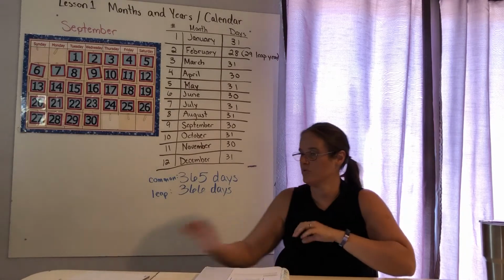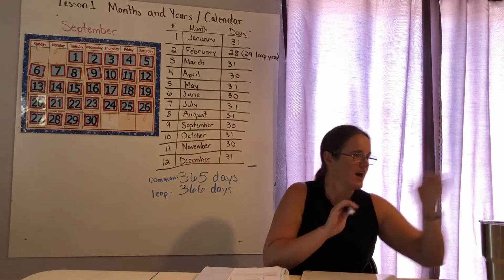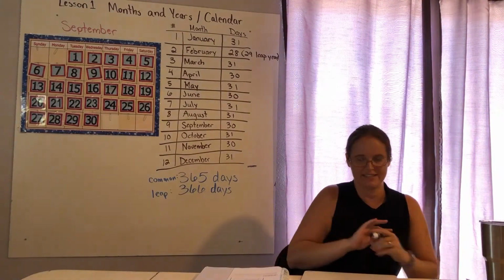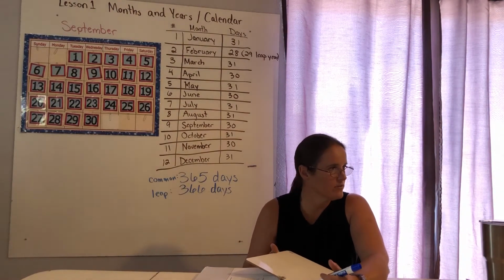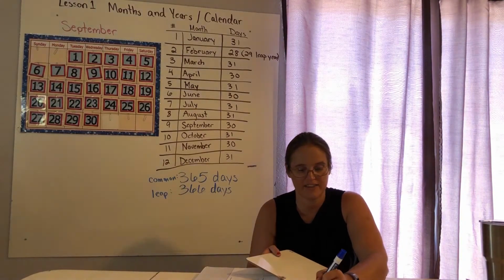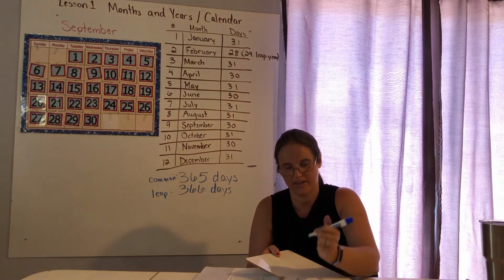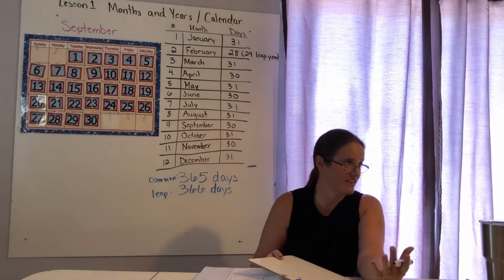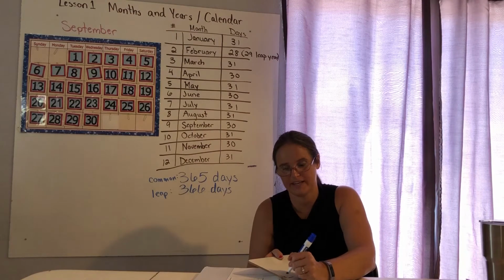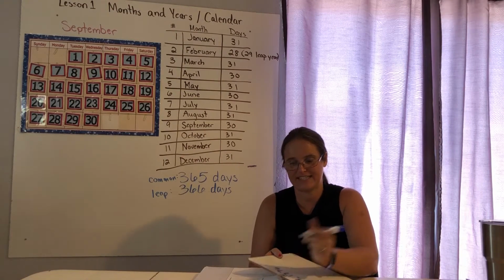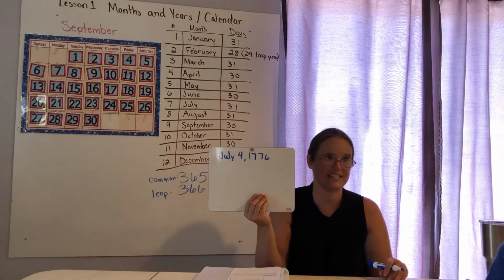So I'm going to show you, and we are going to use a holiday. We're going to use Independence Day as our date. Independence Day, the day that we watch fireworks and have cookouts and all kinds of fun things, is on July 4th, and the first Independence Day, the day they actually signed the Declaration of Independence, was 1776. So that's the date that I have here, July 4th, 1776.